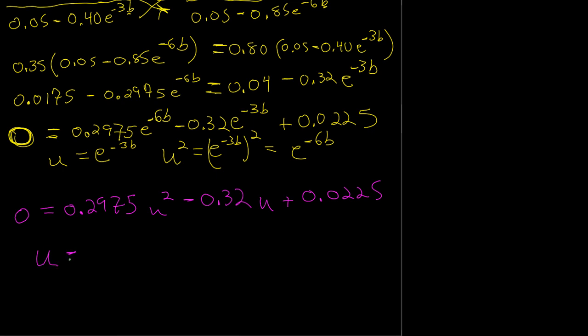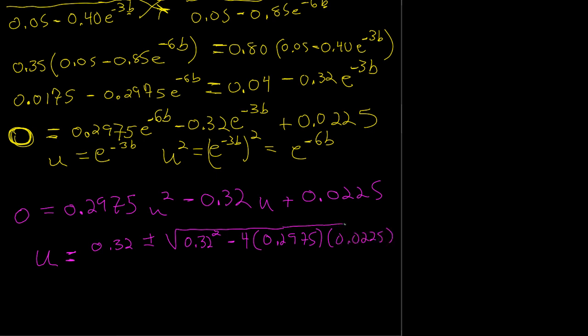So u equals 0.32 plus or minus the square root of 0.32 squared minus 4 times a, 0.2975 times c, 0.0225. All over 2 times 0.2975.